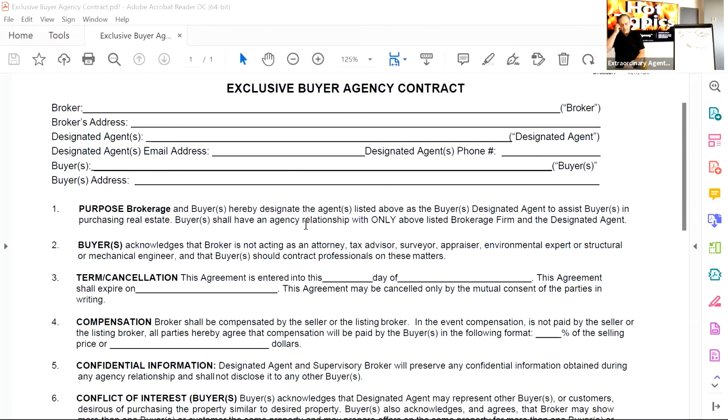All right, so again, exclusive right to sell or right to represent, real simple document. Again, the aspect that it is designating you who's working with the buyer, we as the broker are designating you to represent that buyer or that tenant. And then from there, it acknowledges that the broker is not acting as an attorney, you know, that disclosure thing. The term.